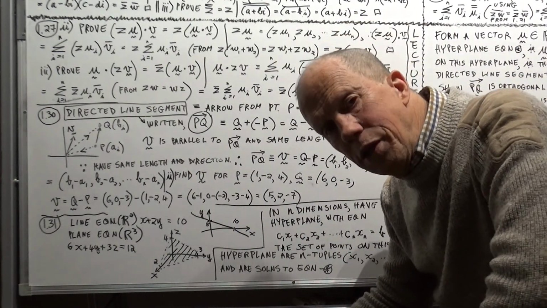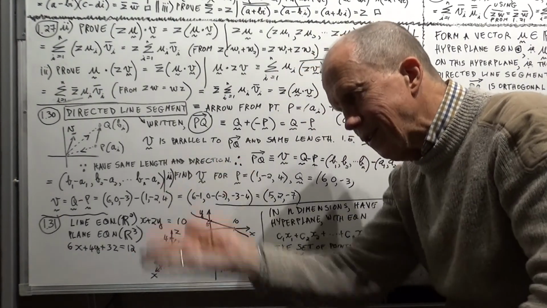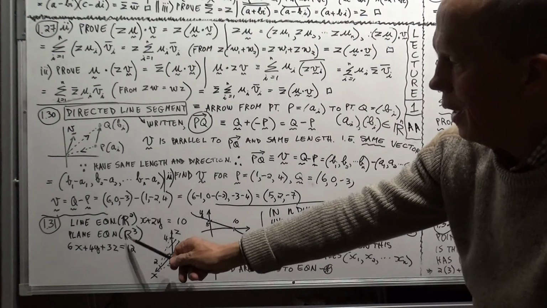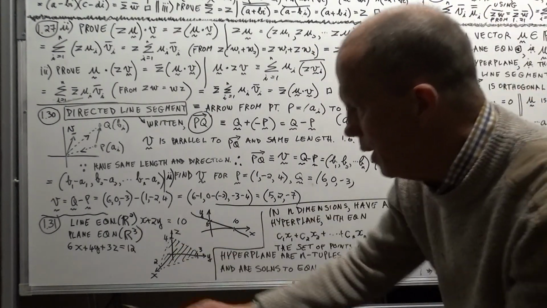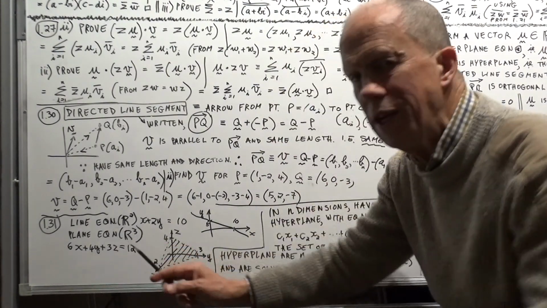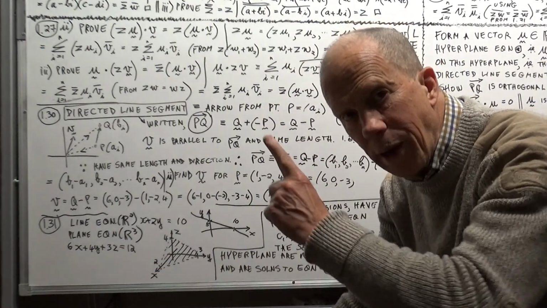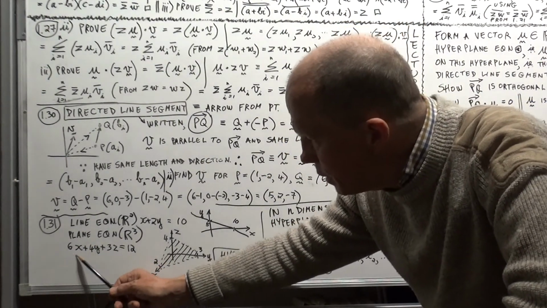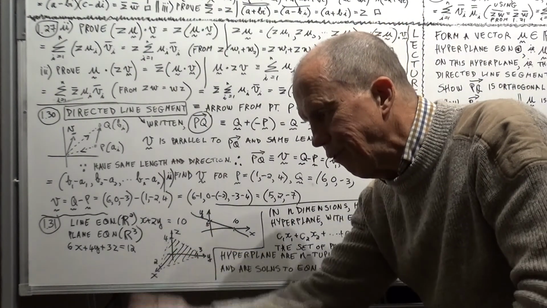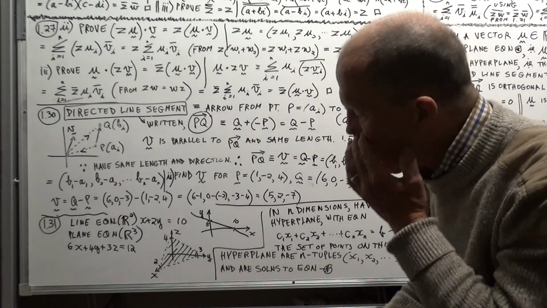Now, what's the equation for a plane, a flat surface like this in a 3-dimensional space in R3? Well, here's an example of a plane equation, a linear equation, because these terms x, y, and z are all first power. So here's an equation of a plane, a flat surface in 3-dimensional space.